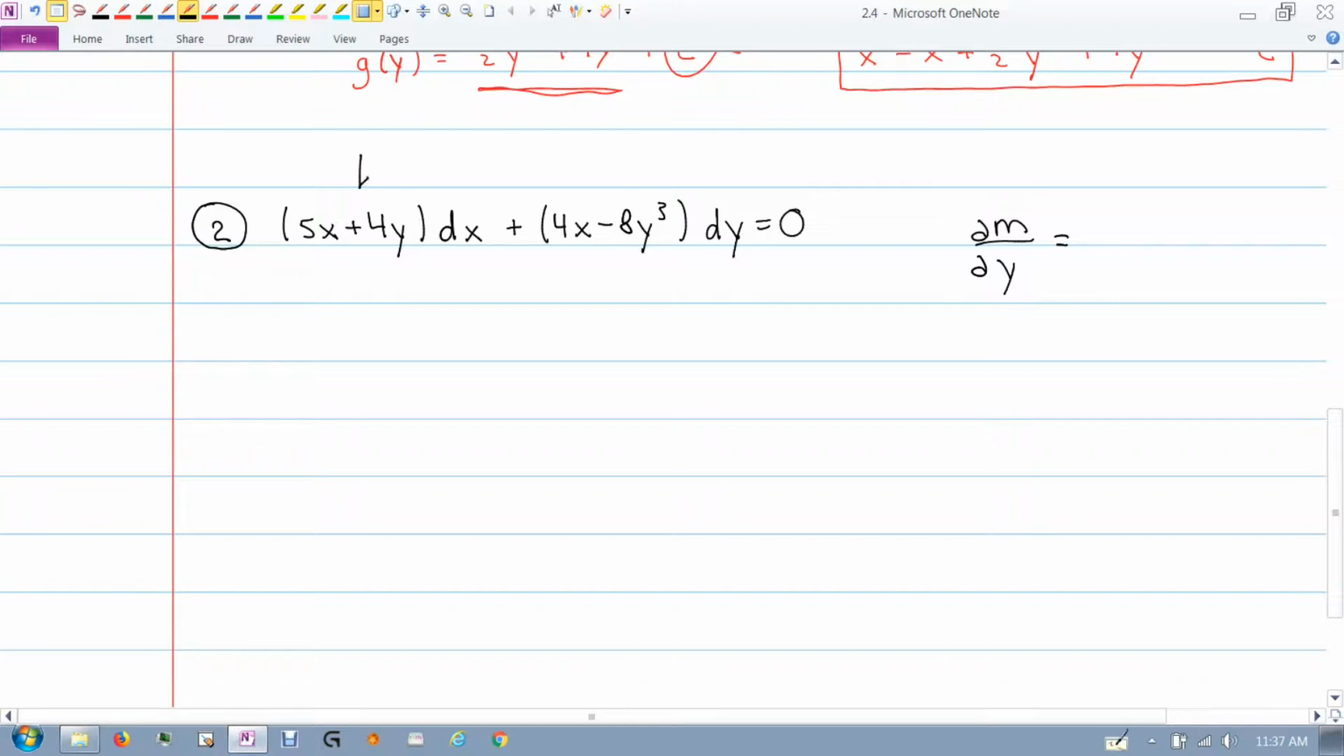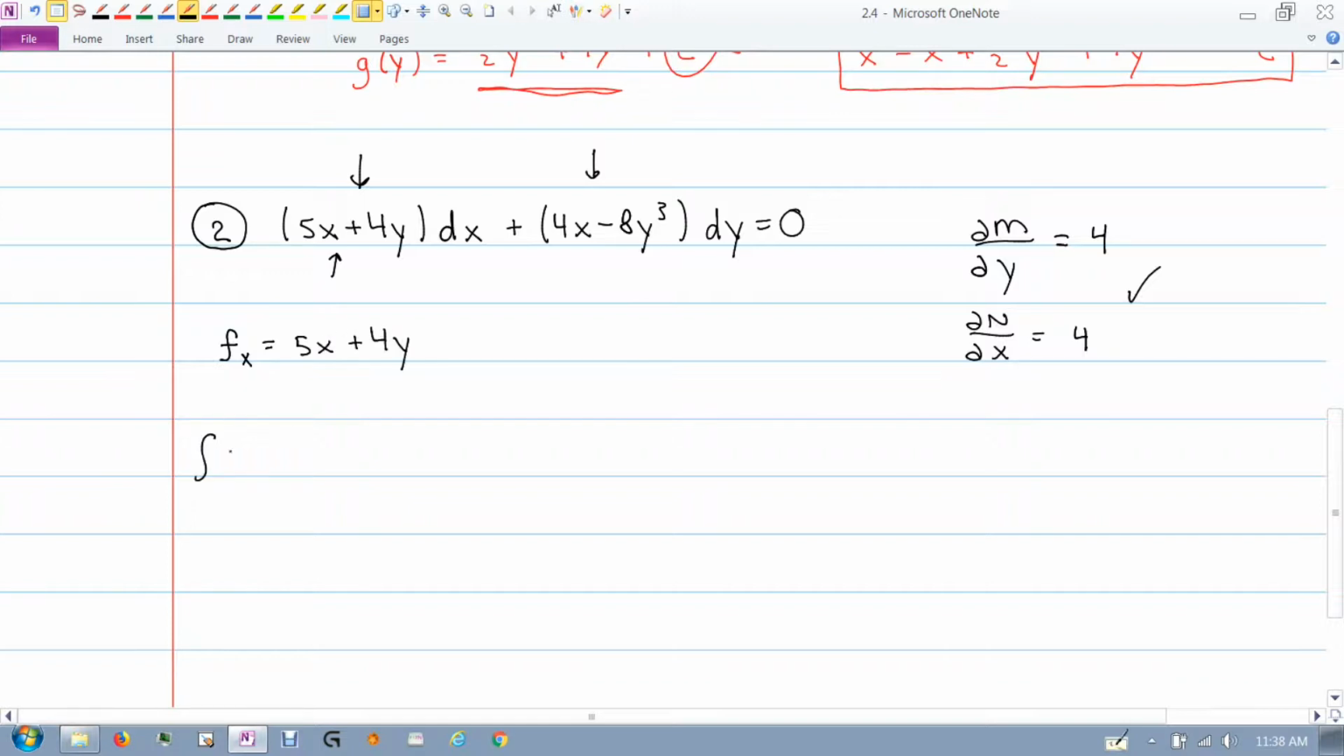All right, so now let's check what's the partial of m with respect to y. So looking at this is m. The partial of that with respect to y is just 4. And then the partial of n with respect to x, that one there is just 4. So yes, it is an exact equation. So I'm going to start off with looking at the partial of f with respect to x. It needs to be that piece right there.